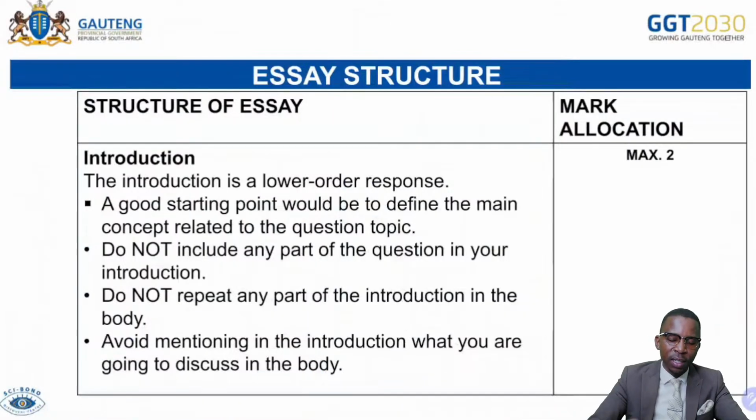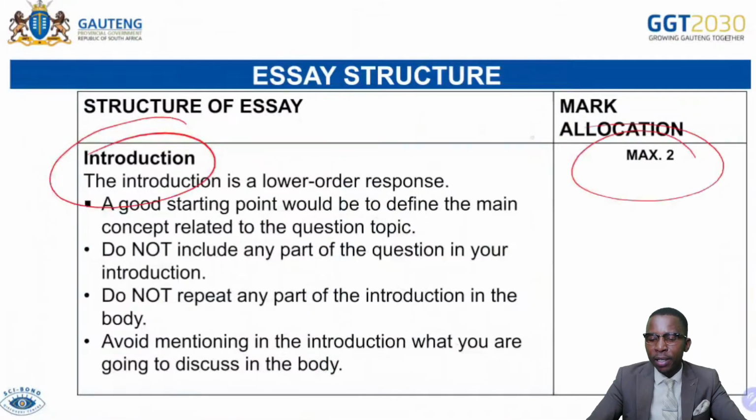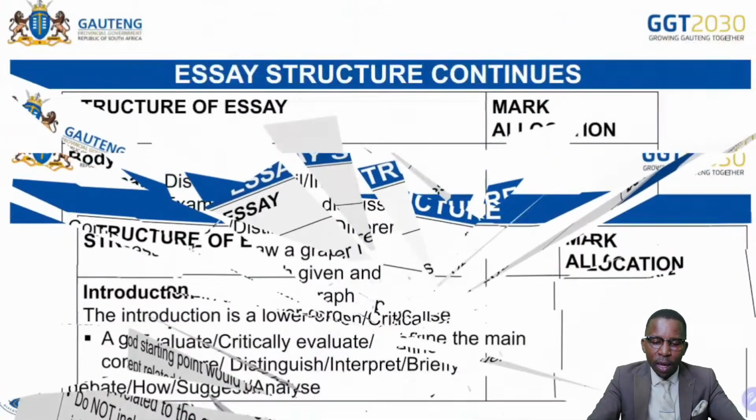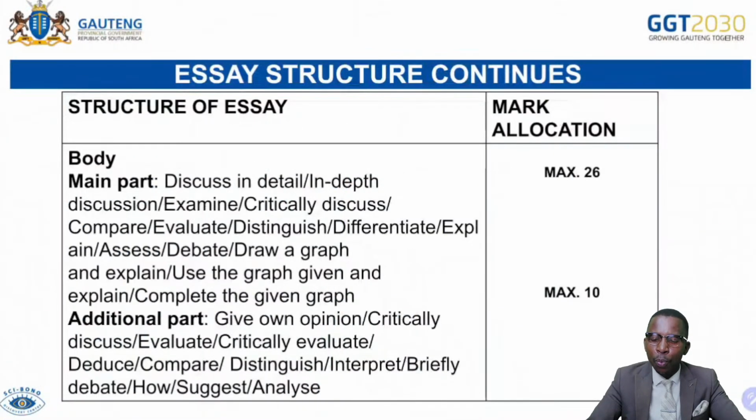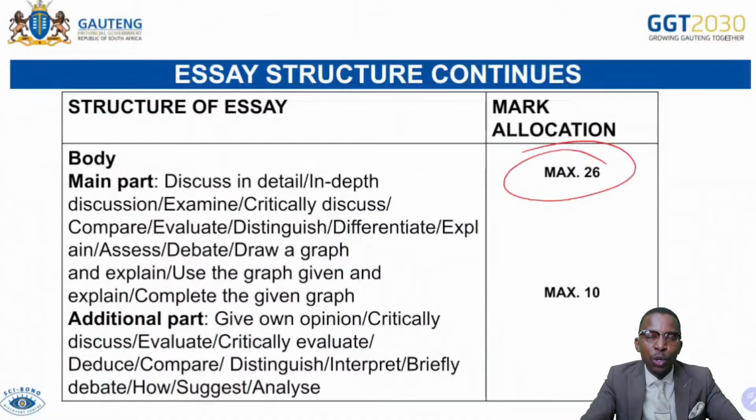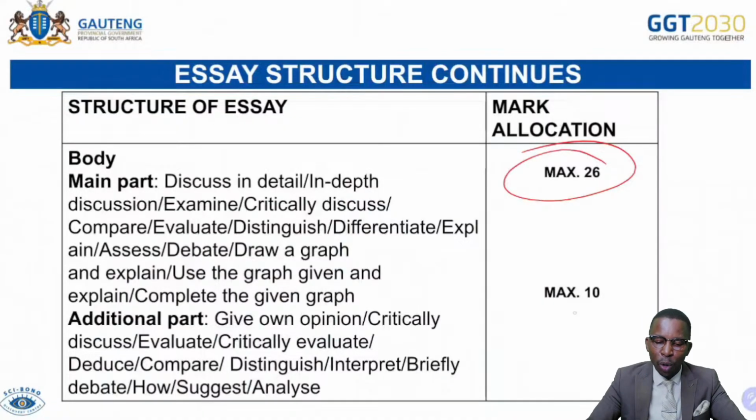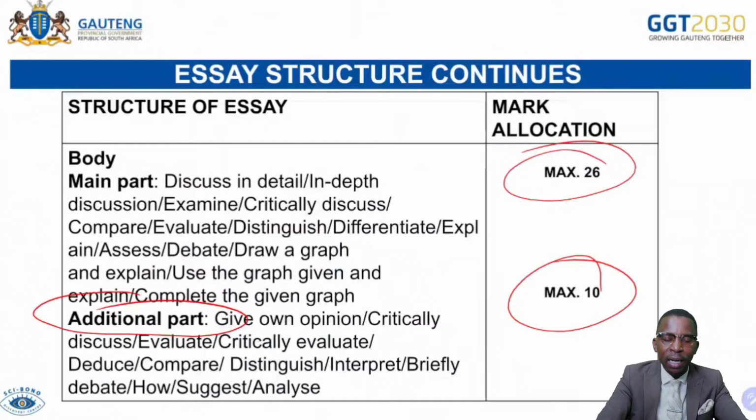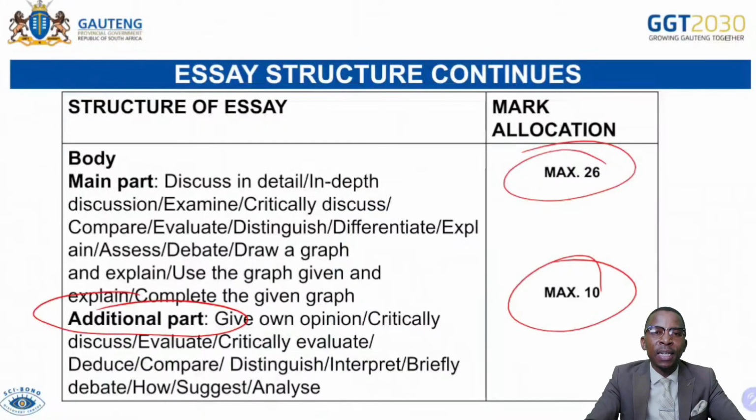This is the essay structure. Introduction is 2 marks. You must just give a definition. You don't give examples or listing. And then we continue with the body. That's when now we deal with 26 marks in detail, where you answer the question in detail with your subheadings and explaining. Then you have your additional part in there where you must answer, providing at least 5 points in full sentences as facts to get 10 marks if they are correct.